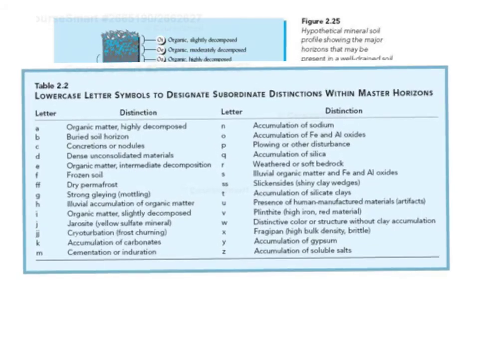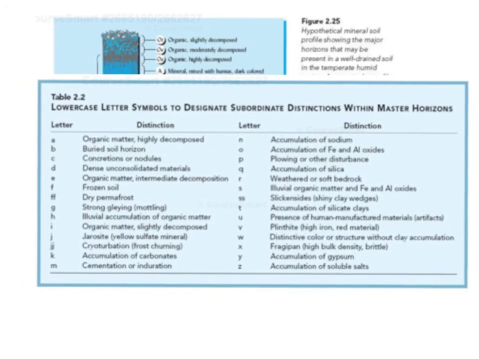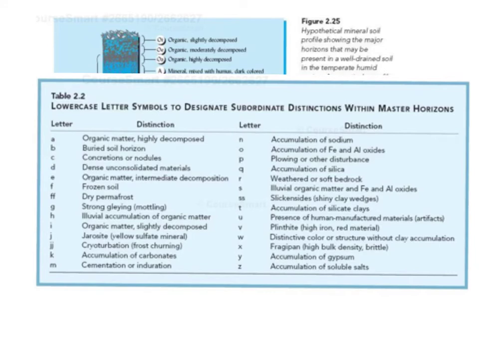Let me bring this up here. This is table 2.2, and these are all the different kinds of lowercase letters that we can draw from to say that different sorts of things are happening in the soil. So you'll look at letter t. If we have a B and then a lowercase t, that means we're accumulating clay. We've got higher amounts of clay in that B horizon.